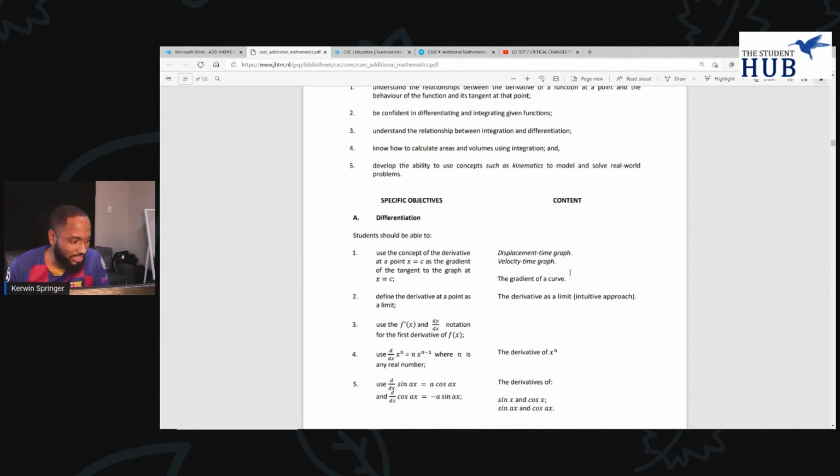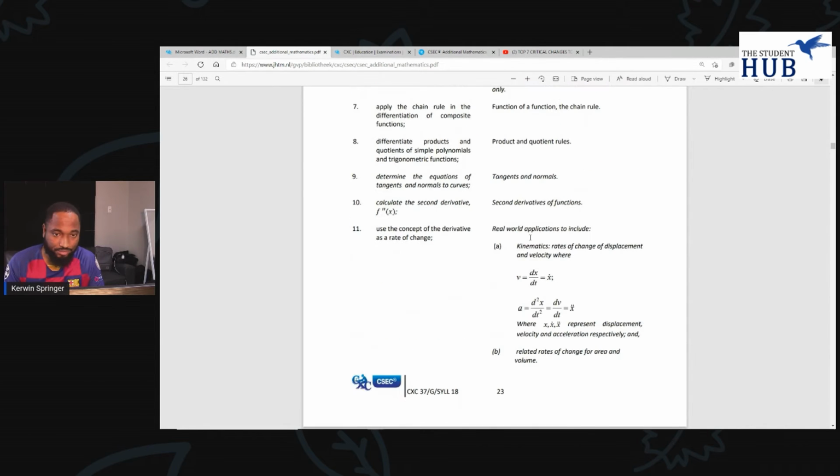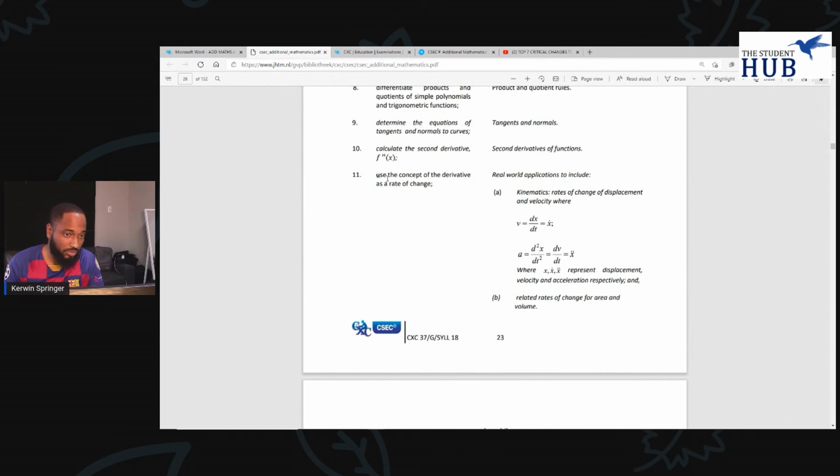Displacement time graph, velocity time graph. Where is this from? This is from kinematics. So what is happening is that they are taking kinematics and sneaking it into differentiation, and we'll see it sneak into integration as well. Second derivative, tangents, real world application. Boom! This is kinematics. Kinematics, rates of change of displacement and velocity.